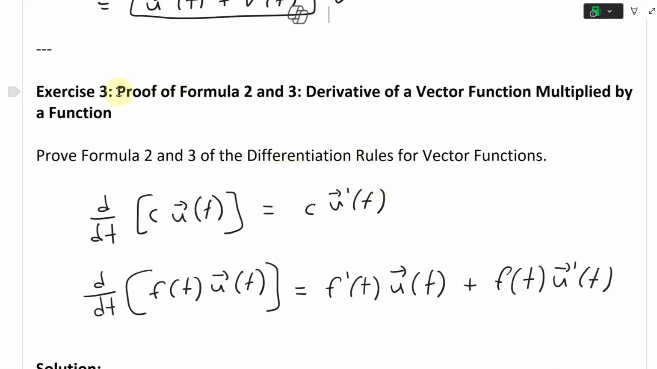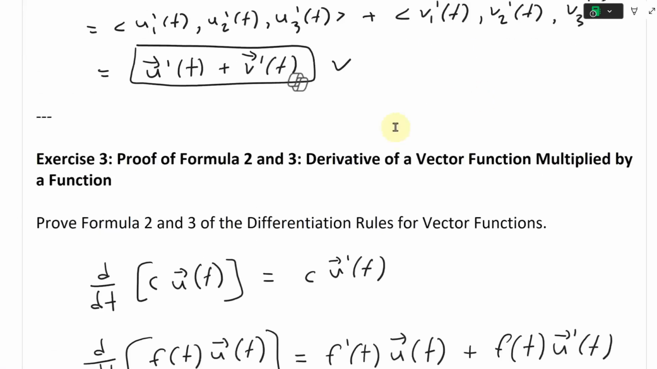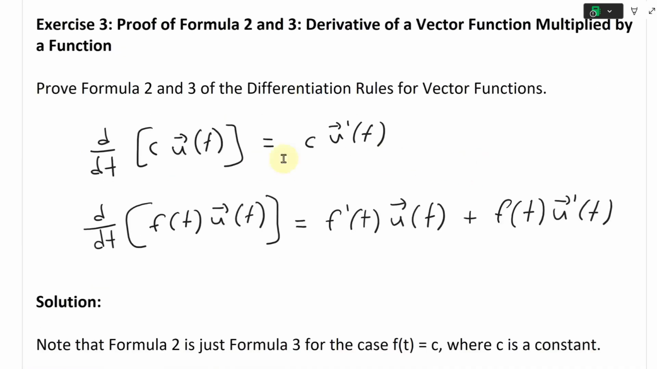Exercise 3, and this one involves the proof of formula 2 and 3, and basically involves the derivative of a vector function multiplied by a function. It states right here: prove formula 2 and 3 of the differentiation rules for vector functions. So this is formula 2, d over dt of c, which is a constant, times the vector function u of t.